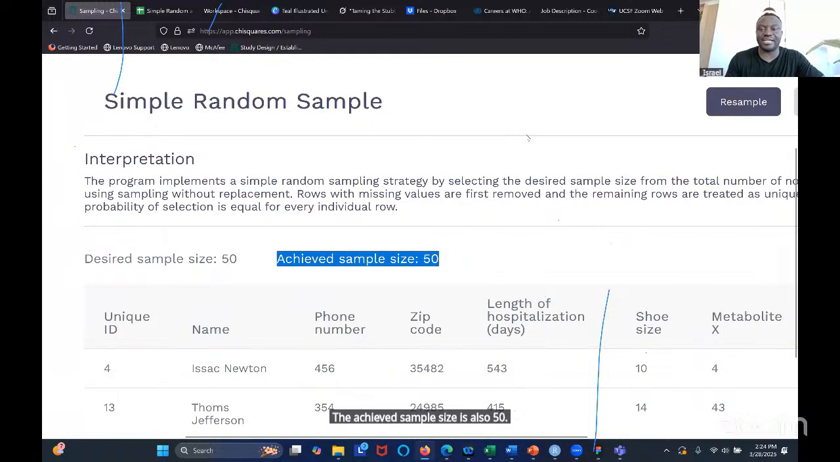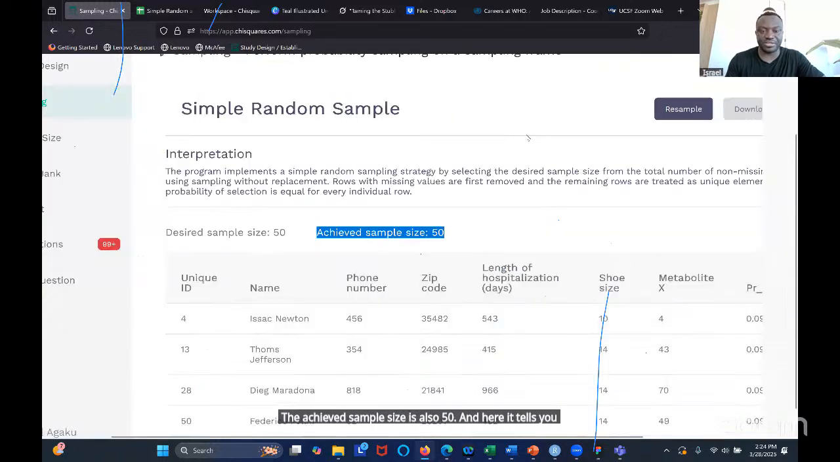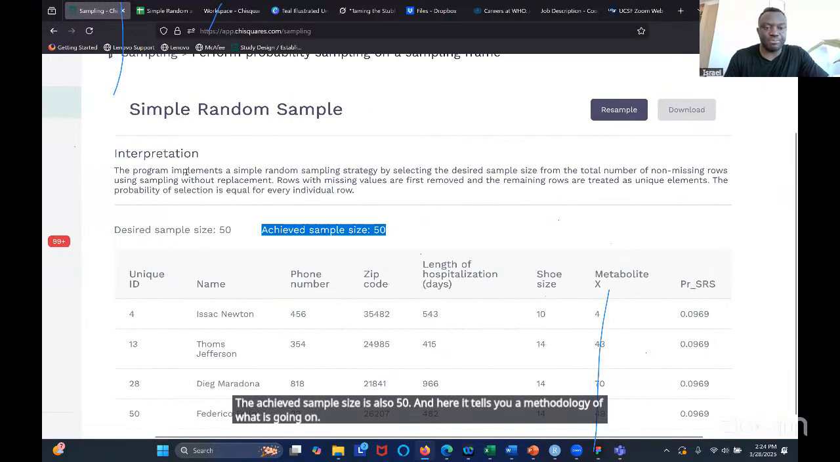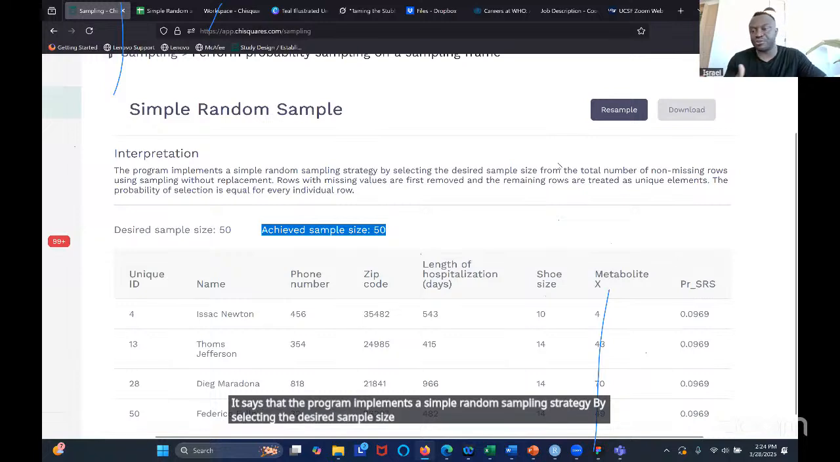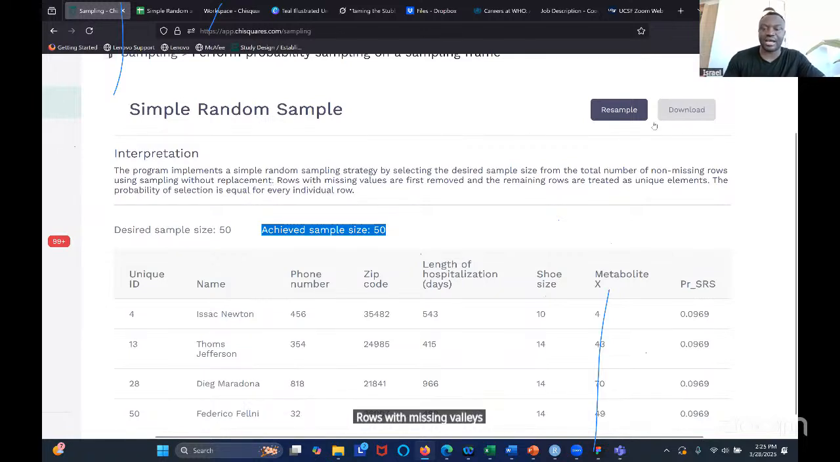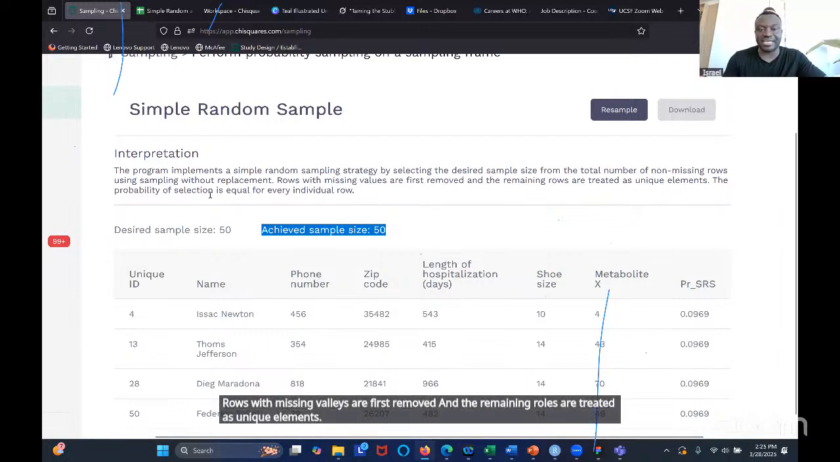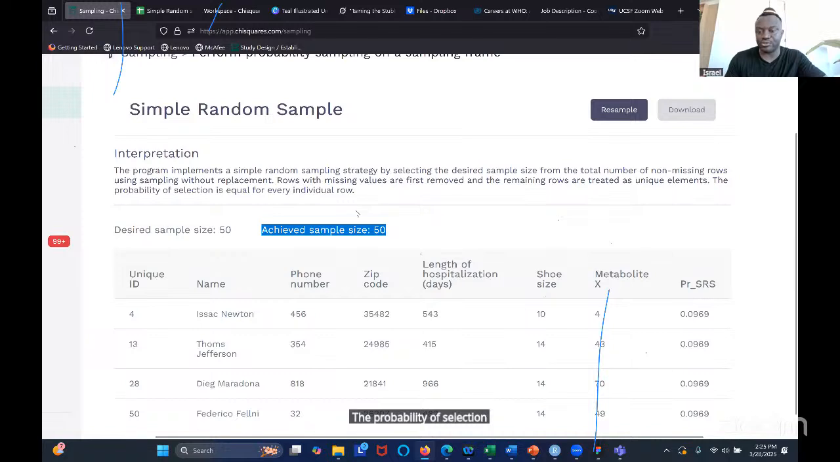And here it gives you a methodology of what is going on. It says that the program implements a simple random sampling strategy by selecting the desired sample size from the total number of non-missing rows using sampling without replacement. Rows with missing values are first removed, and the remaining rows are treated as unique elements. The probability of selection is equal for each individual row.